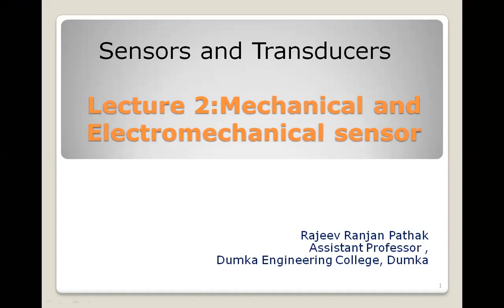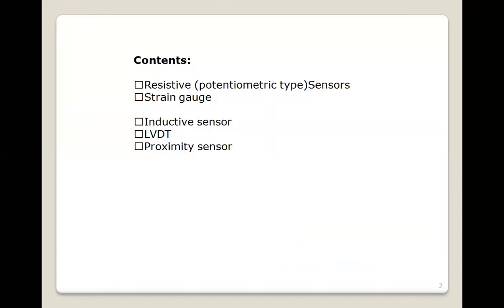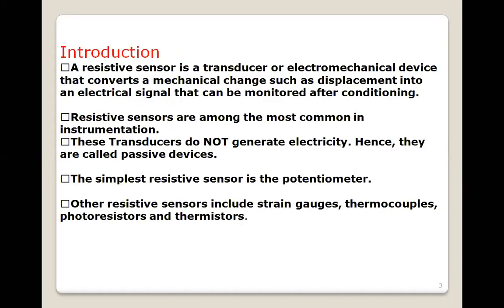Okay, so in the last class, I discussed some basic definitions of sensors and transducers. Today, I will start the mechanical and electromechanical types of sensors that are used in the electrical engineering field. The first is the resistive type or potentiometric type sensor. The second one is the strain gauge. The third one is the inductive type of sensor, the fourth one is the LVDT, and finally the proximity sensor.